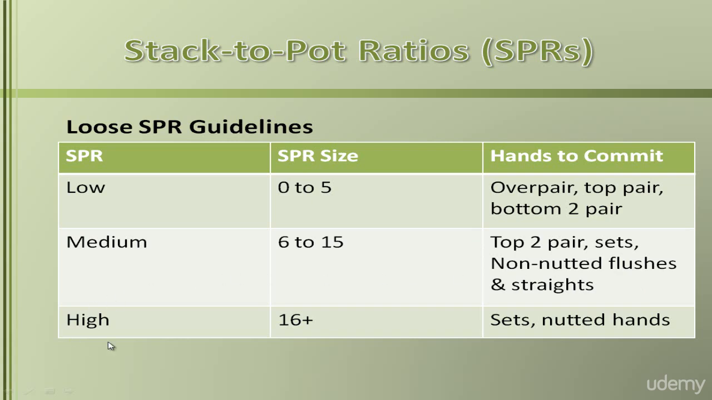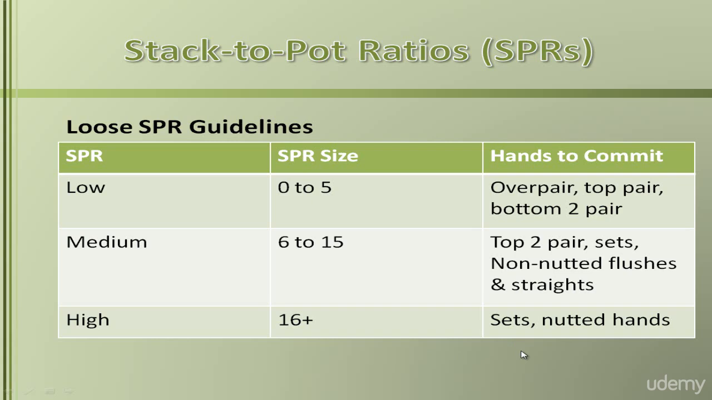Now if you have a really high SPR, if you're very deep stacked, then you're only going to see people committing all their chips to the pot in that hand with nutted hands. So they want to have the best hand, or they want to have a set. What you should realize when you're in a hand is you need to look at effective stack sizes. If your opponent is committing to a hand, calculate the SPR, and that'll give you an idea of the hand strength they're committing to the pot with.